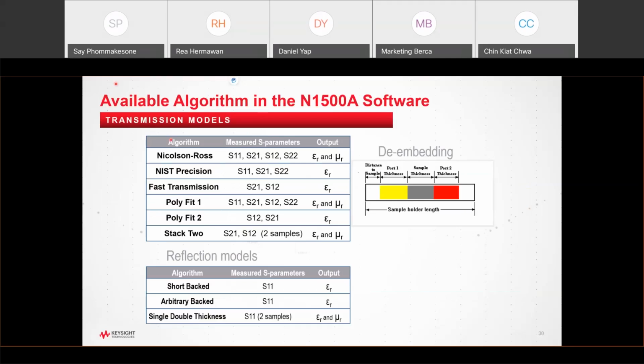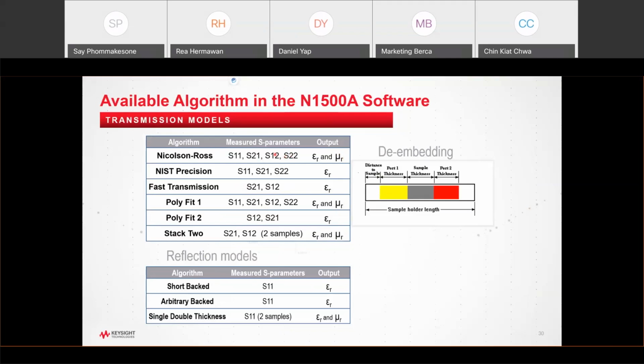Because this is a transmission line, there are many measurement models available: the Nicholson-Ross model, the NIST or precision model, the transverse model. Each model is different. Some of these models, let's say this one here, use only 2 S parameters. Since it uses only 2 S parameters, it cannot measure magnetic materials. The magnetic property, permeability or mu, requires all 4 S parameters.